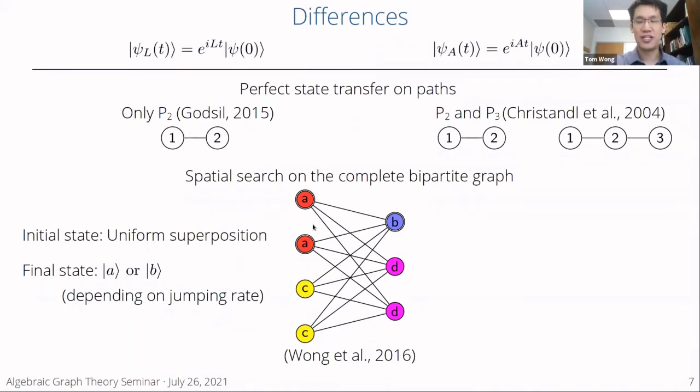So the idea is you start in some superposition over everything, and then you try to converge on those marked vertices that you're searching for. And so if you search with a Laplacian quantum walk, then depending on what jumping rate you use, you'll either converge onto the A marked vertices alone or the B marked vertices alone. So basically, you can only search for the marked vertices in one of your partite sets at a time. And that's an interesting behavior of that search algorithm.